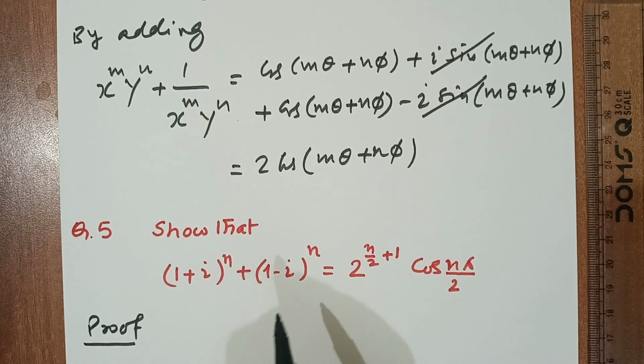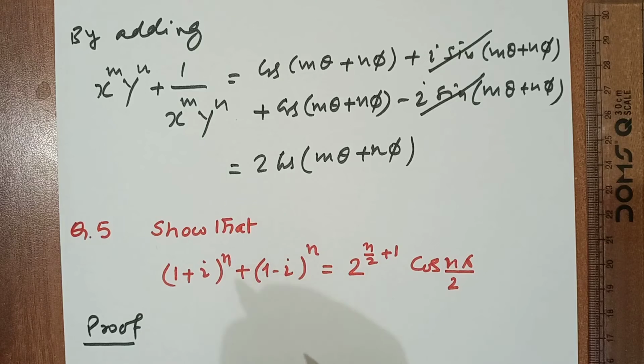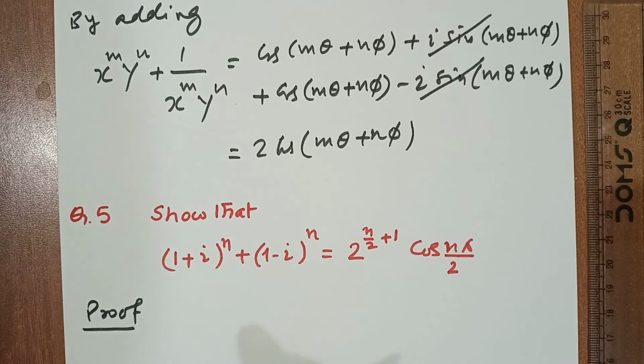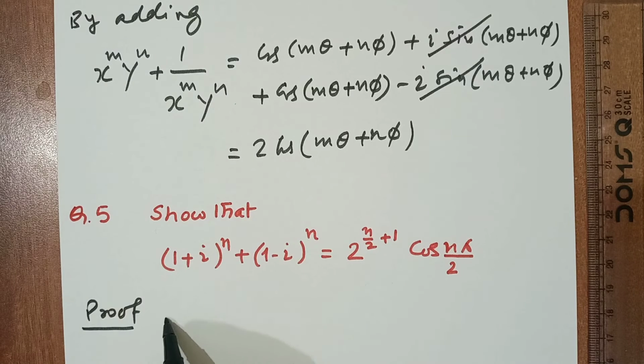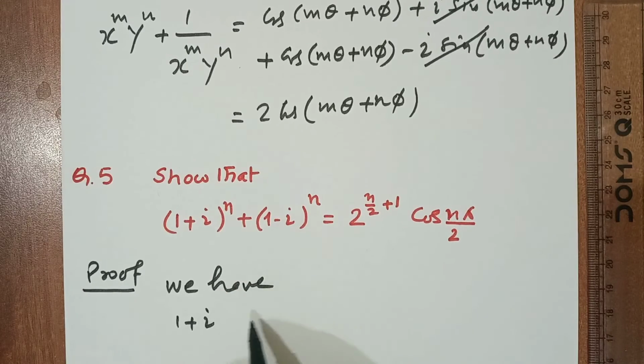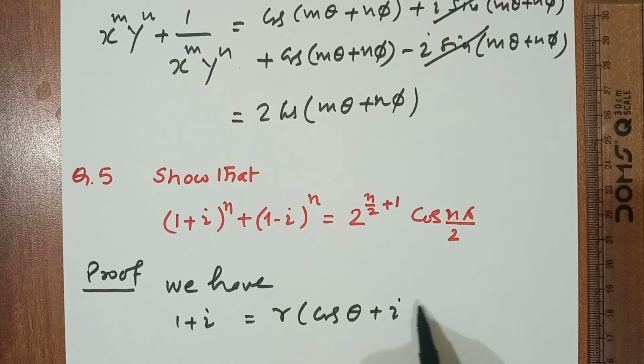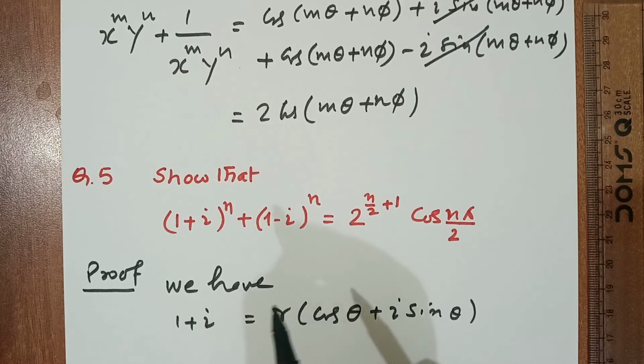Our aim is to calculate this left hand side, meaning (1 + i)^n + (1 - i)^n. So we have in complex analysis any quantity a + ib in polar form r(cos θ + i sin θ). So 1 + i is equal to r(cos θ + i sin θ), because our aim is to change it into de Moivre's theorem.